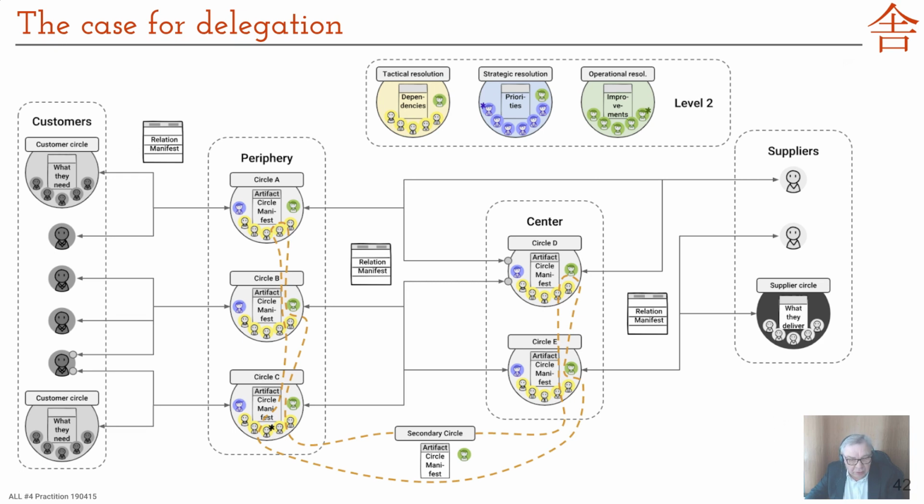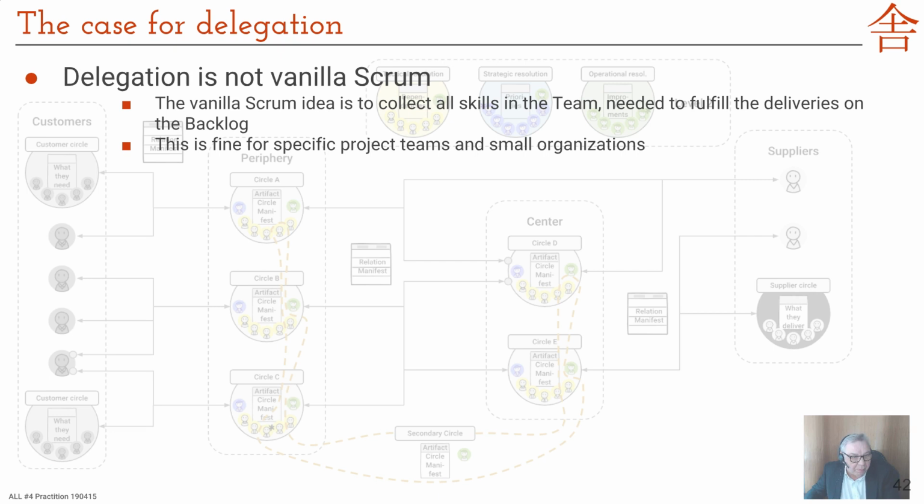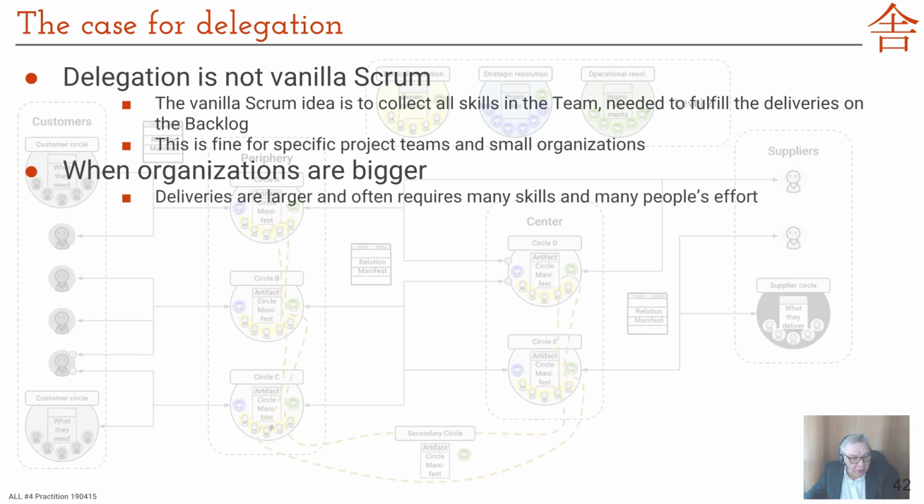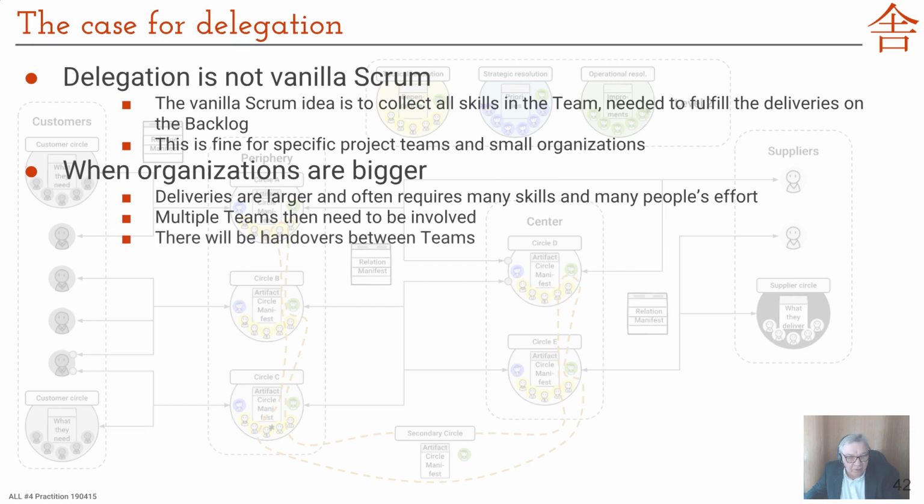Now, that's just to remember, this is the background we talk about, and delegation is not vanilla Scrum. The vanilla Scrum idea is to collect all skills in the team. And that's of course fine for project teams and small organizations. In large organizations, we typically cannot get everything into one team. The deliveries are larger, they require many skills, complicated skills, research scientists and so on that solve specific problems, and therefore we need to have multiple teams. And therefore there will be handovers between teams.